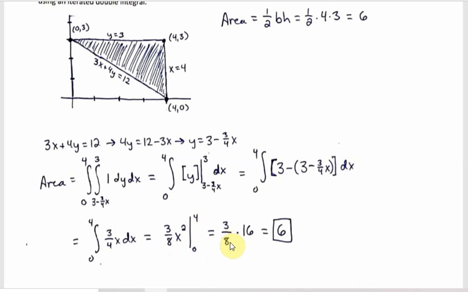So that really just ends up being 3/8 times 4 squared, right? Because then the other part, when you sub in the 0, you're going to get 0. So you do just end up with 6. Okay, so you get the thing that you're supposed to get.